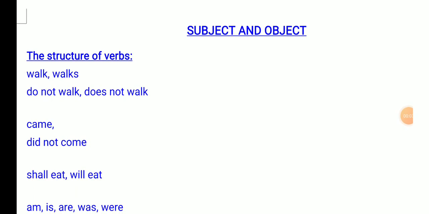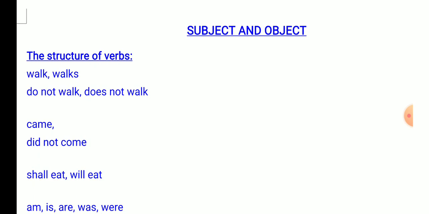Good morning, friends. Today you are going to learn about the subject and the object. Before learning about the subject and the object, it is necessary to know the structure of the verbs. I have given different sets of verbs.